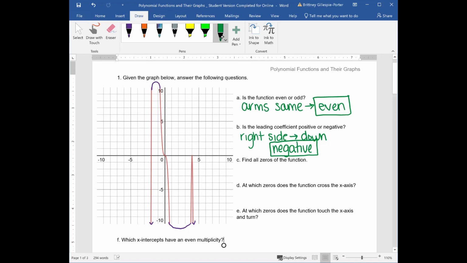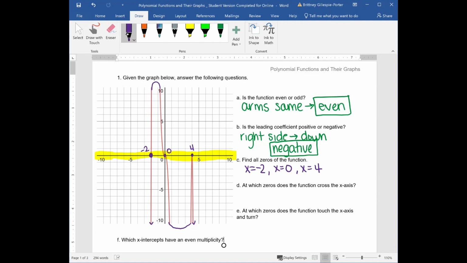Finding all zeros of the function, that's where you need to go along the x-axis, because remember, zeros are roots, are solutions, are x-intercepts, and we need to find where we cross or touch the x-axis. So we have one right here at -2, another one here at 0, and then we touch and turn here at 4. So our zeros of the function are x equal to -2, x equal to 0, and x equal to 4.